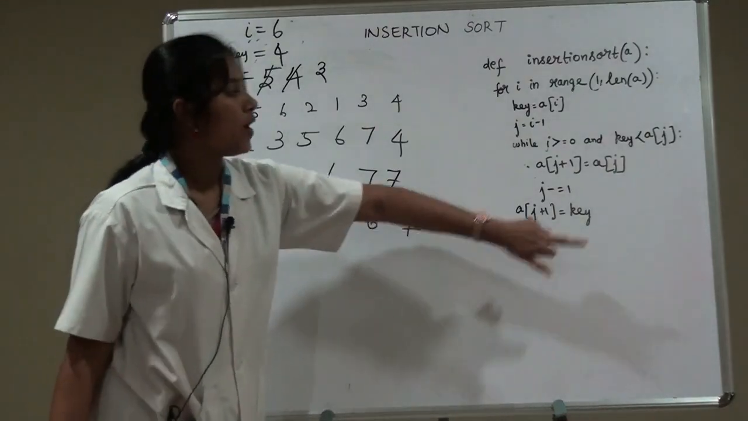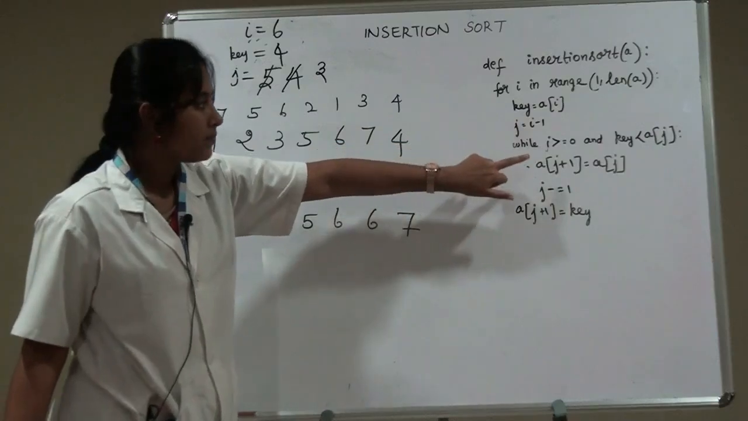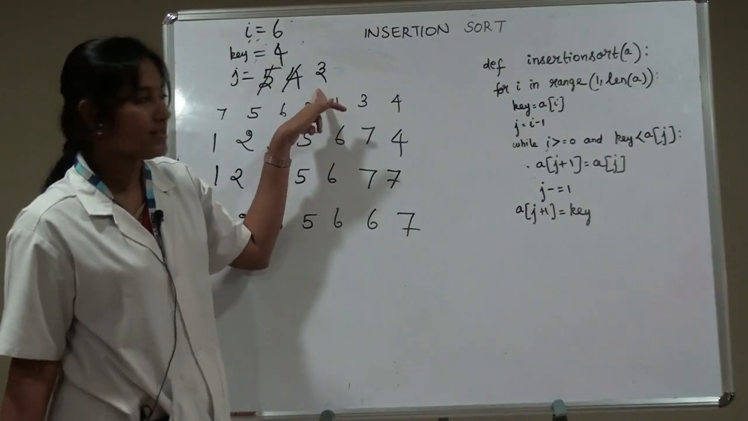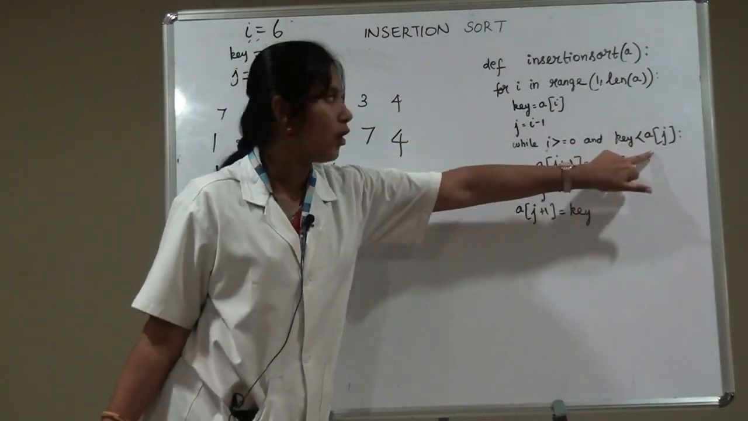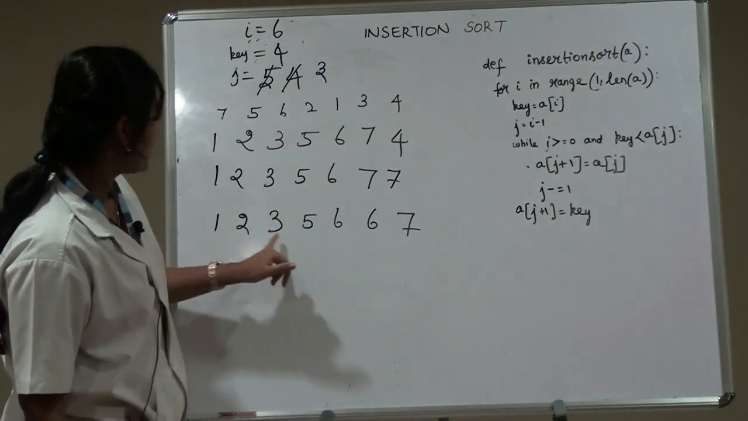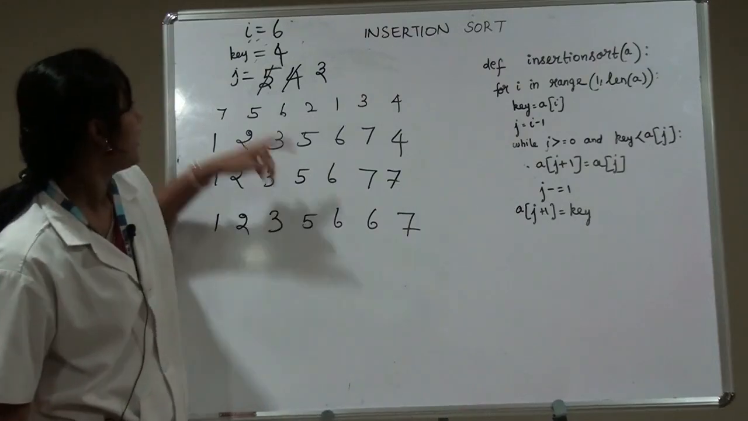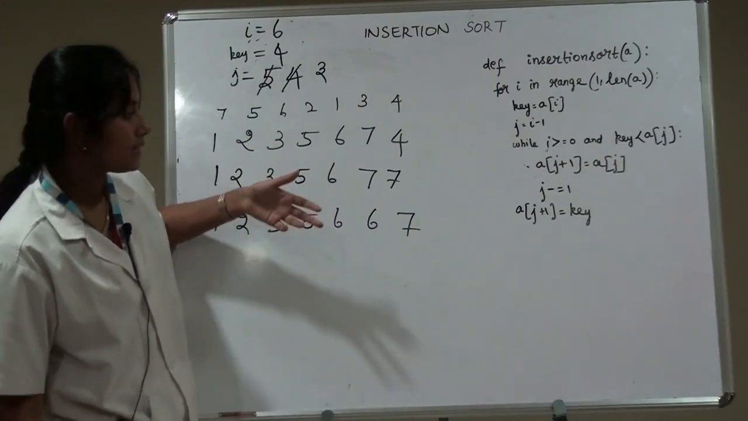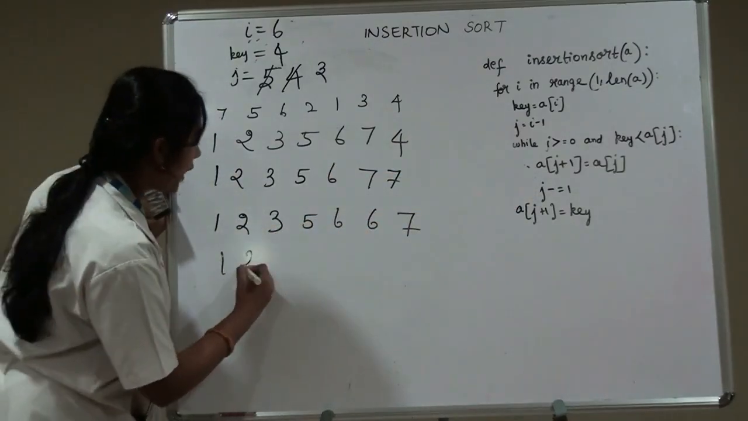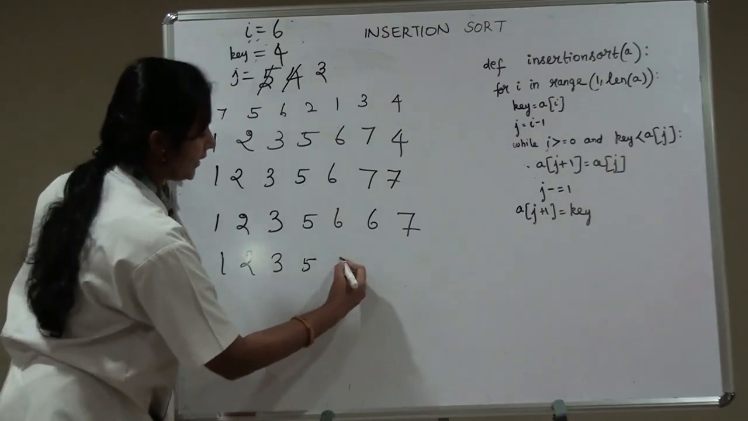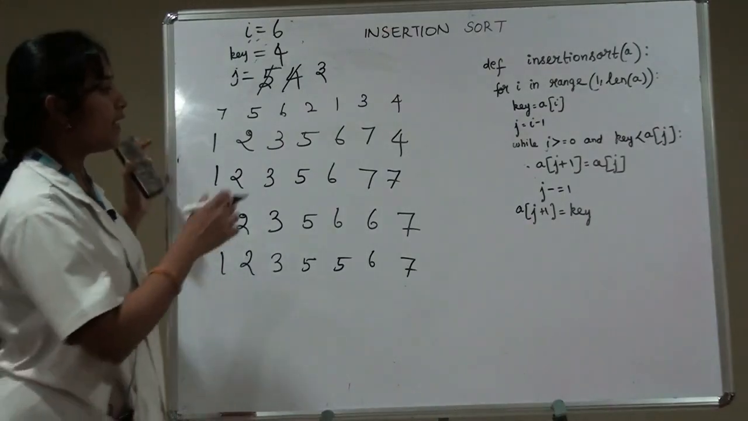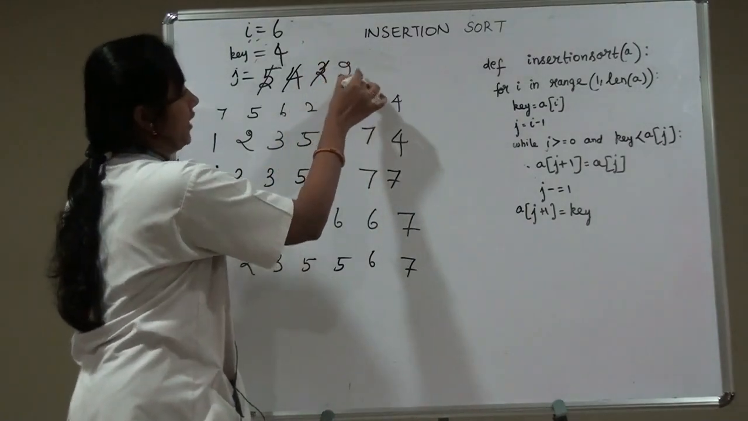Now again you are continuing the iteration. J greater than or equal to 0. So 3 is greater than or equal to 0. Condition is satisfied. Now key less than A of j. So what is key? 4. What is A of 3? 5. So 4 is less than 5. Condition is satisfied. So you should A of j plus 1 is equal to A of j. So what you will do? You will move the 5 to the right hand side position. So you will get something like this. After that again you are decrementing the value of j.